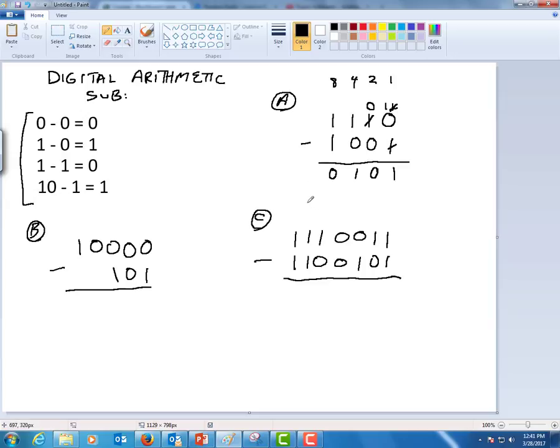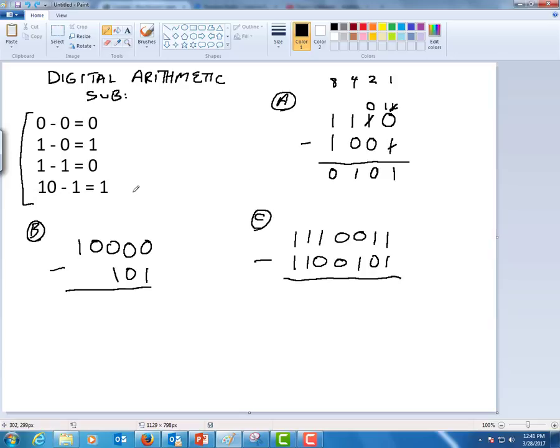Now, let's go over and look at the rules real quick. 0 minus 0 equals 0. Well, we did that right here. This was a 0, this was a 0, it's equal to 0. That makes sense. 1 minus 0 equals 1. Here you have a 1, you subtract a 0, it equals 1. 1 minus 1 is 0. 1 minus 1 equals a 0.